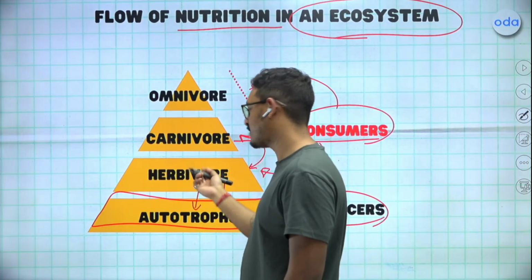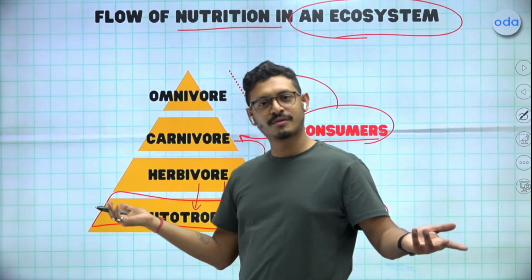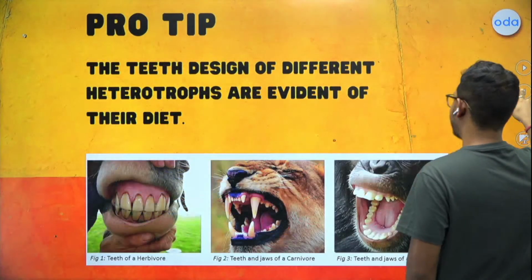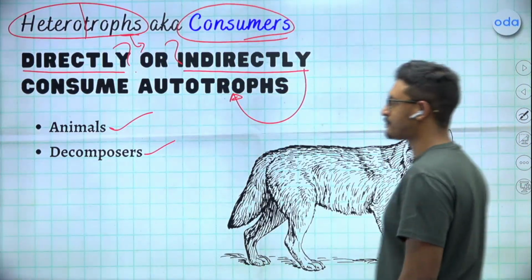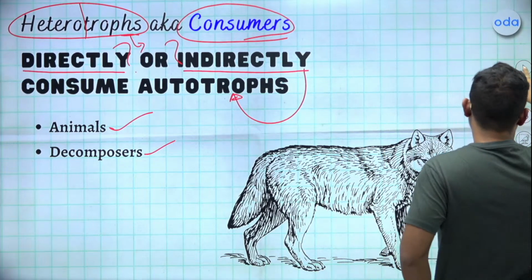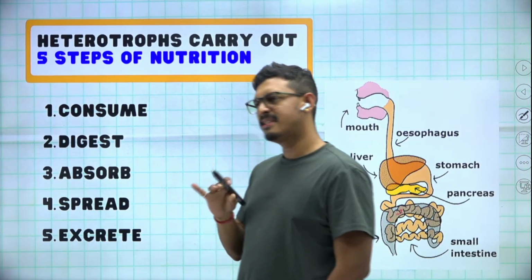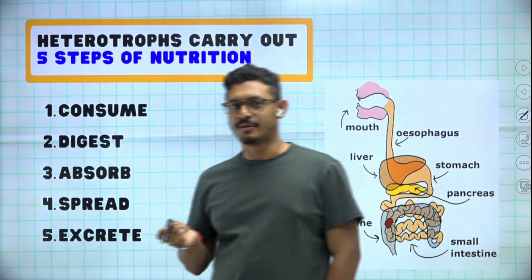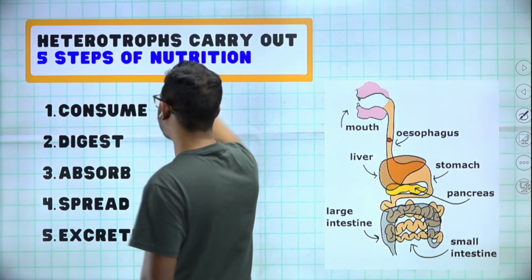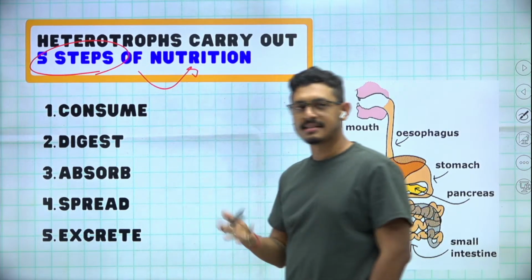If autotrophs were not there, herbivores would not be there. Nobody would be there. Then carnivores also would not have anything to eat. That is why, in the definition I told you, that directly or indirectly, they are all consuming autotrophs. Now, heterotrophic nutrition is slightly different from autotrophic nutrition. How? Let's talk about it. Heterotrophs carry out the 5 steps of nutrition that we usually discuss.